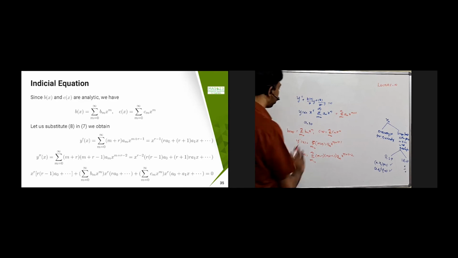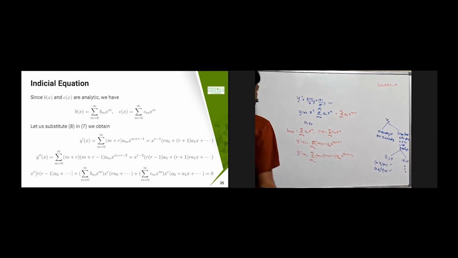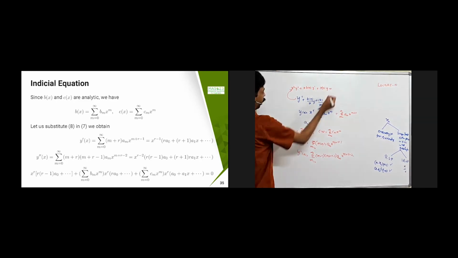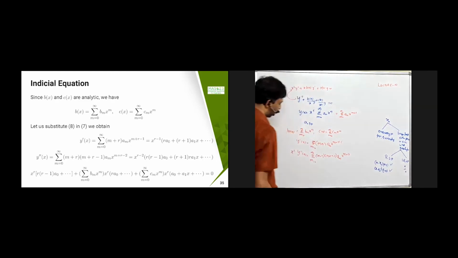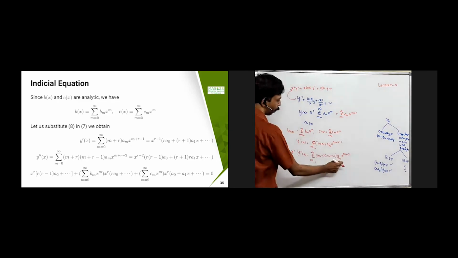Okay, now what I am going to do is collect the least term, which means whatever term comes at m equal to 0. This equation I can rewrite as x square y double dash plus x into p of x into y dash plus q of x into y equal to 0. Therefore, if I multiply by x square into y double dash, this is going to become m plus r into m plus r minus 1 into x power m plus r.